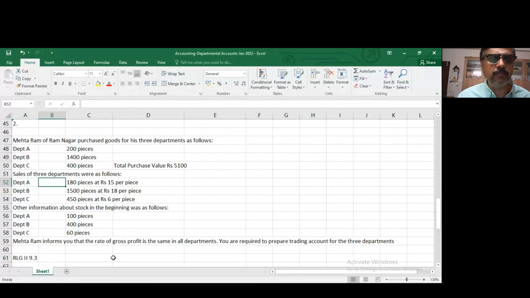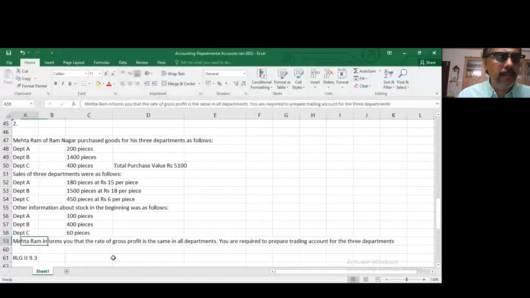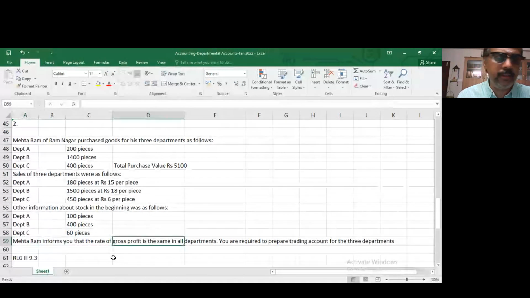Department A 180 pieces at 15 per piece. Department B 1500 pieces at 18 per piece. Department C 450 pieces at 6 per piece. Other information about stock in the beginning was as follows: Department A 100 pieces, Department B 400 pieces, Department C 60 pieces. Mehta Ram informs you that the rate of gross profit is the same in all the departments. You are required to prepare a trading account for the 3 departments.